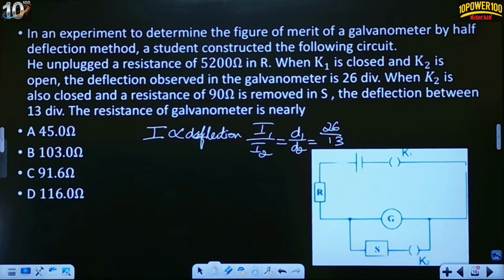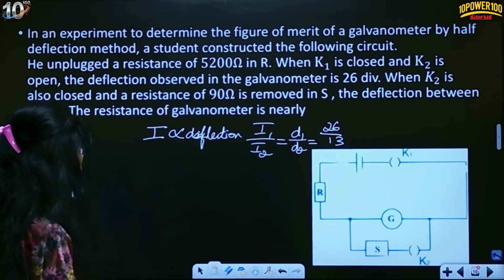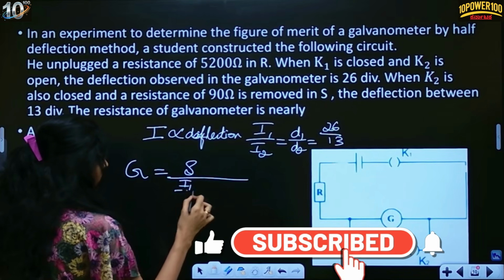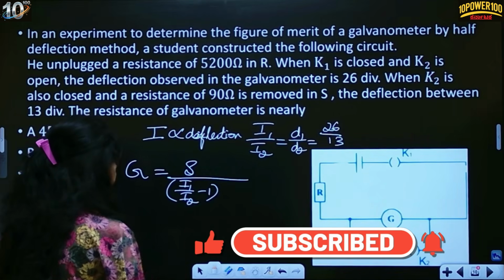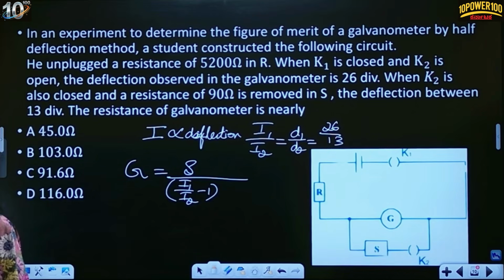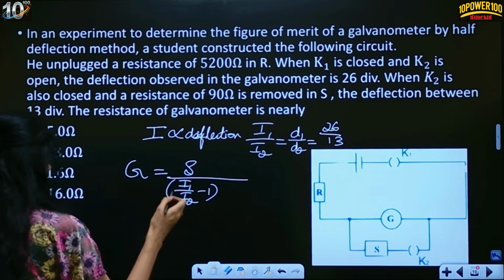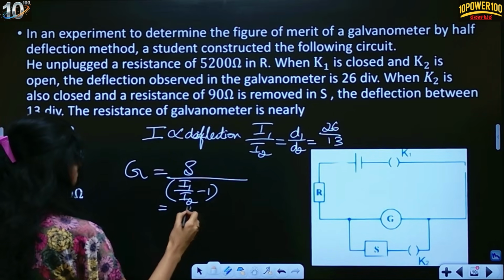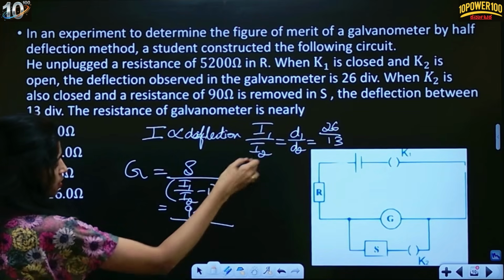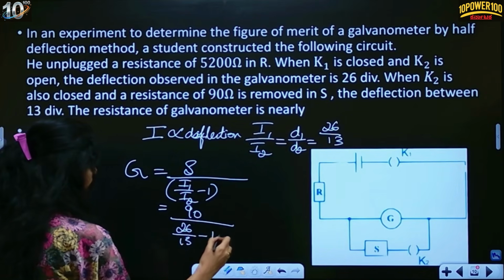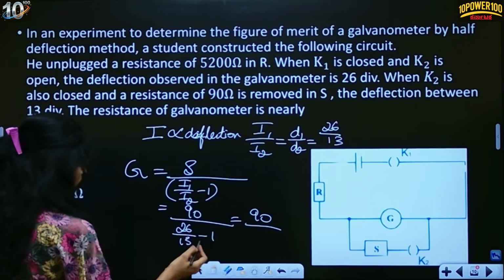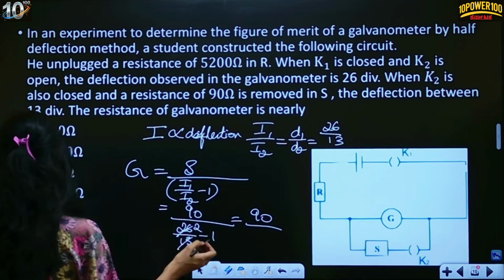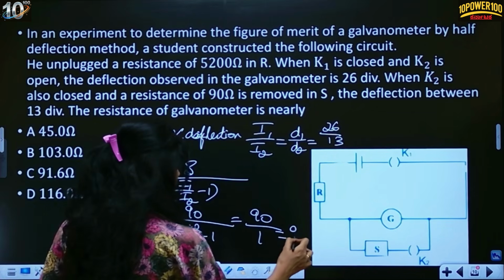Here they're asking us to find the resistance of the galvanometer, which is nearly equal to. So directly you can write the formula: G equals S by (I1 by I2 minus 1). I think this formula might work, let's give it a try. S is the resistance of 90 ohm. So 90 divided by (26 by 13 minus 1). 26 by 13 is 2, right? So 2 minus 1 is 1. So you will get nearly 90 ohm.